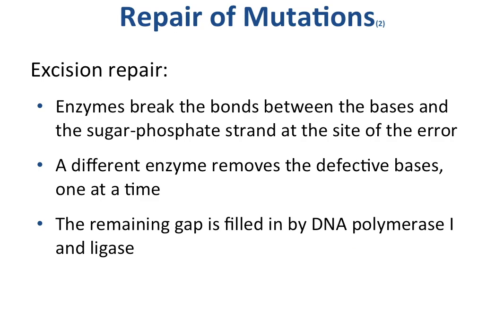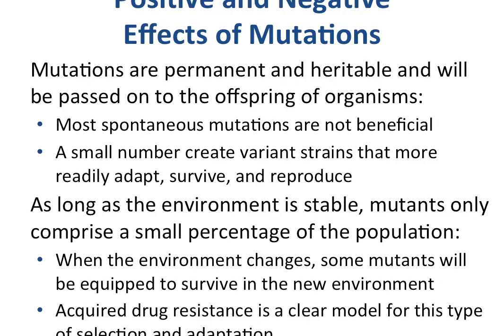For the repairment, some enzyme will cut the mutated sequence. Okay, cut the mutant and replace with the normal sequence. So this is excision repair. This enzyme will remove a defect base. The remaining gap will be filled by the DNA polymerase 1 and ligase.